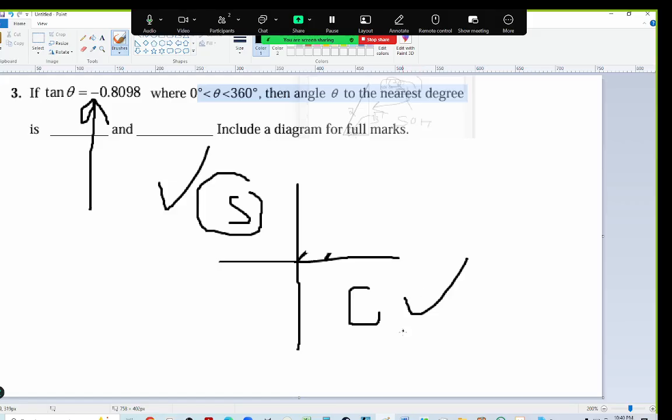Your calculator, sadly, will always spit out the angle that's closest to this starting point. So your calculator is going to spit out this one down here.